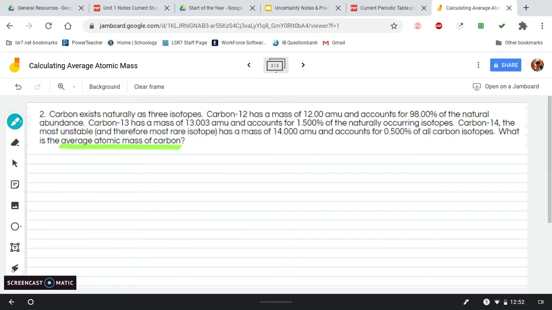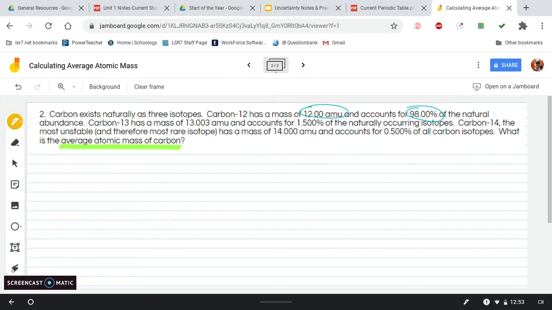So we have carbon 12, and it's got a mass of 12.00 and is 98% of what you find in nature. So most carbon that you find is going to be this carbon 12, meaning it's going to weigh 12, right? So that links up with that. Okay, so let's go to the next one.